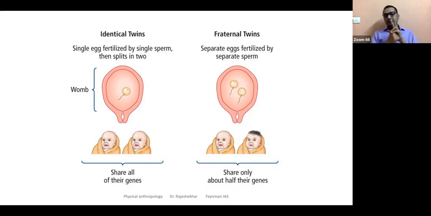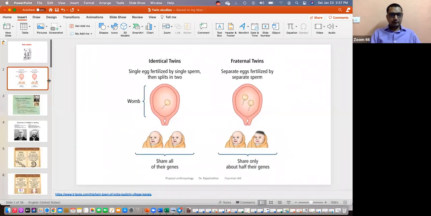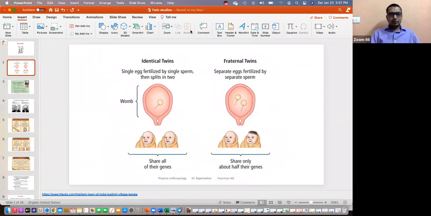Like that, both children in the identical twins case are the result of a single zygote. Hence, identical twins are also called monozygotic twins. They are also known as monozygotic twins. Okay, this is a term I want you to remember.